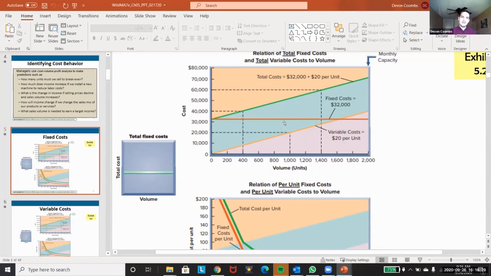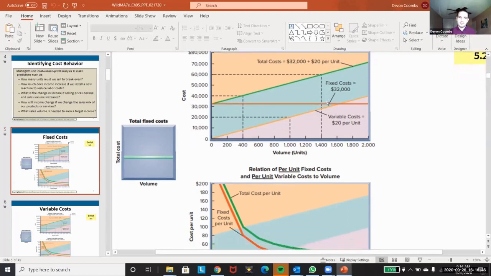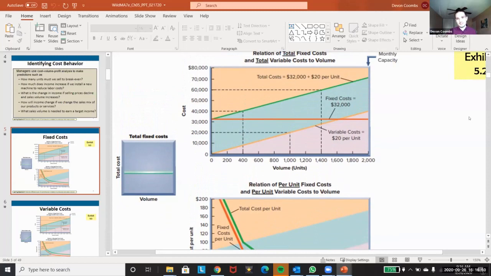So 20x. This is just a simple algebraic equation at the end of the day, right? Our chart is just 20x plus 32,000 equals our total cost. That's right here: total cost equals 32,000 plus 20x. This goes back to your algebraic equations of how to make a chart with a line. The idea here is that we have a constant cost for fixed costs, and then we have a linear progression for variable costs.